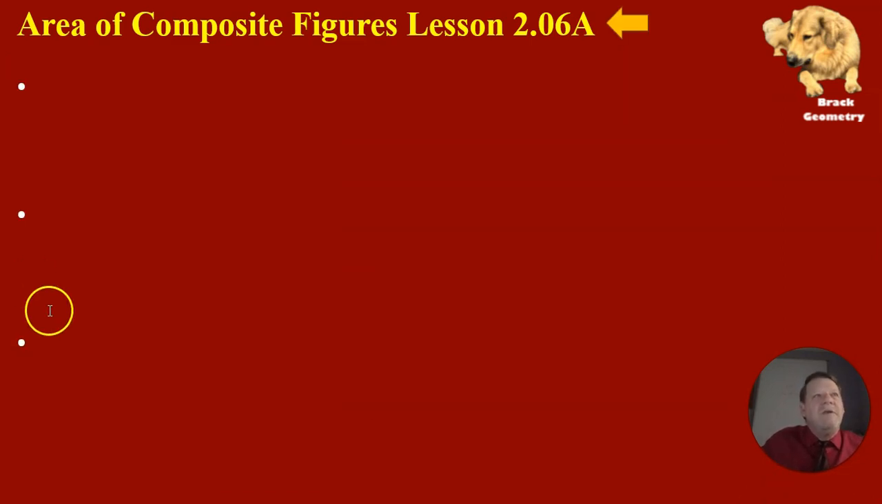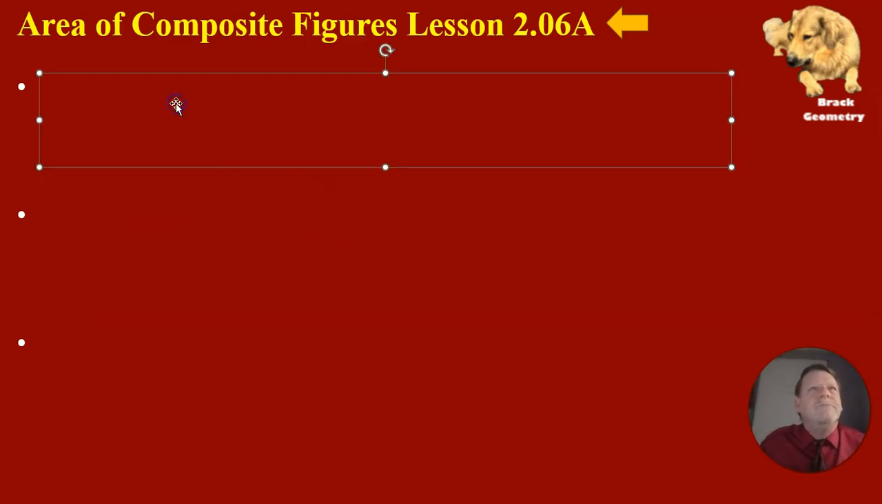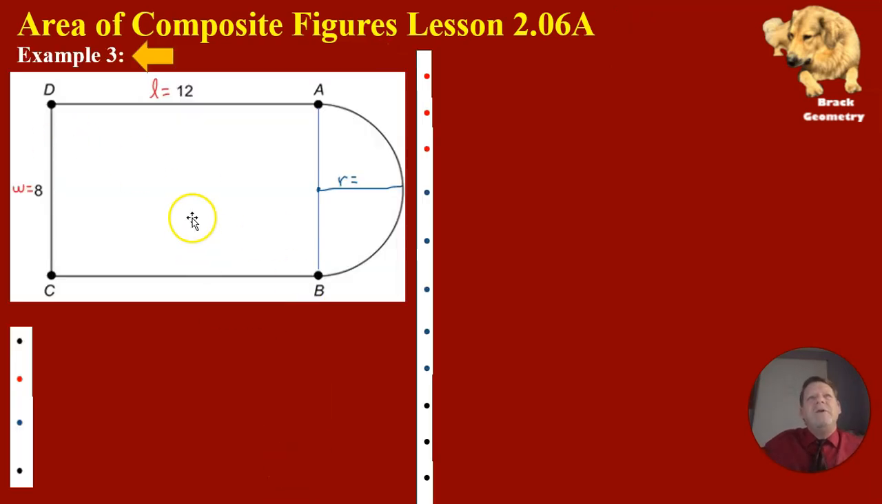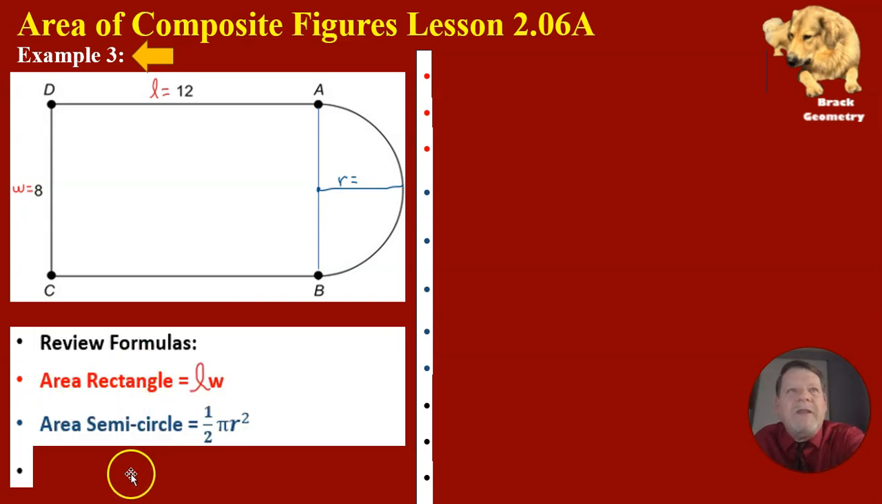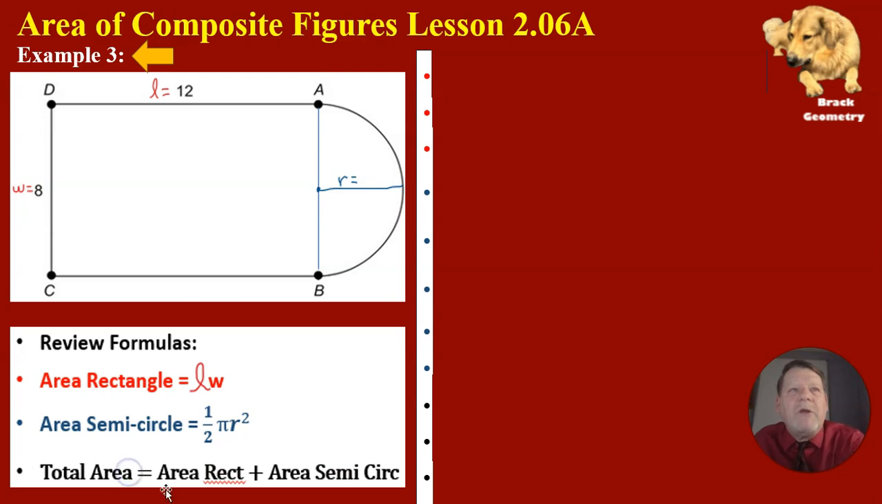All right. The third and last example is the shape of a rectangle and a semicircle. So in order to find that, let's review our formula. Area of a rectangle is length times width. Semicircle is 1/2 pi r squared. And to find the area of the whole thing, you're going to take the area of the rectangle plus the area of the semicircle. Add them.